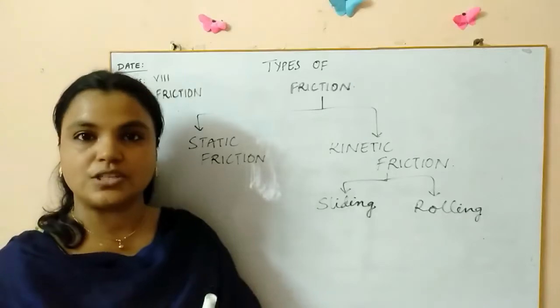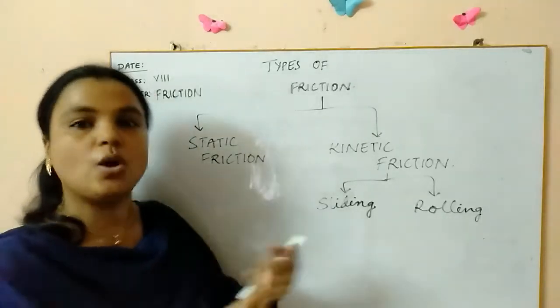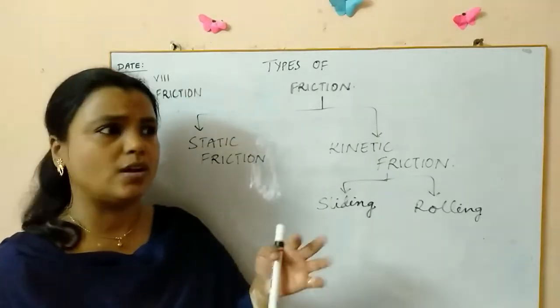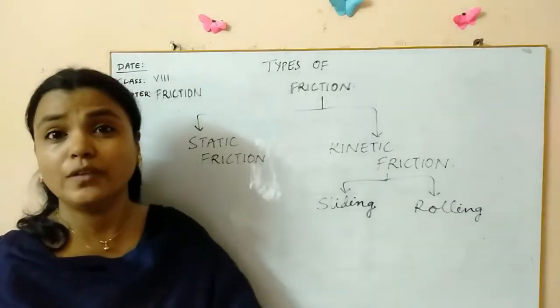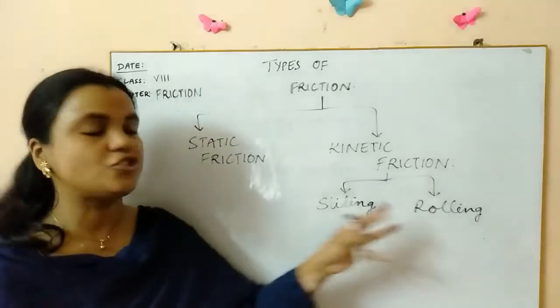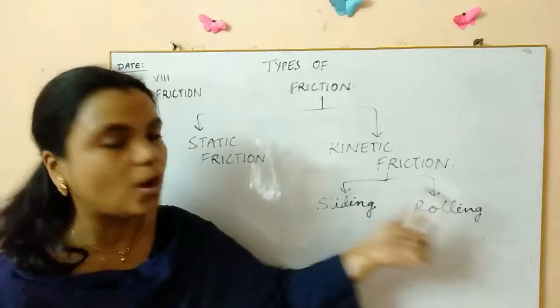And rolling friction, this is nothing but a body is made to roll over. So you can see a very heavy thing like a cylinder or anything, we can't lift that heavy cylinder. So what do we do? We roll it. So when we are rolling it, what is happening? The friction is greatly reduced, and that's why it's called rolling friction.